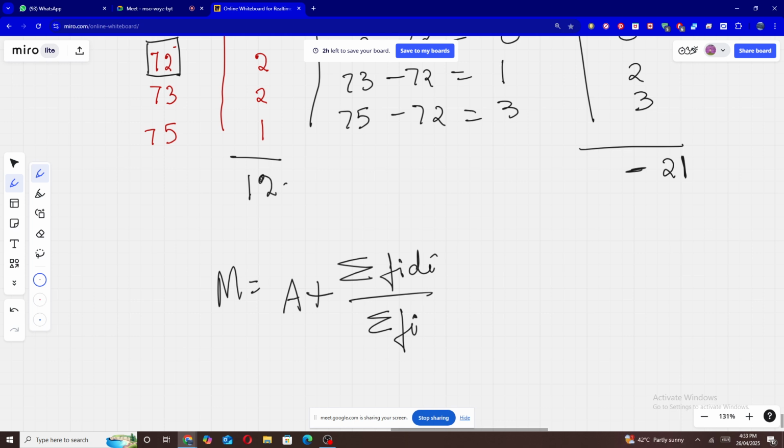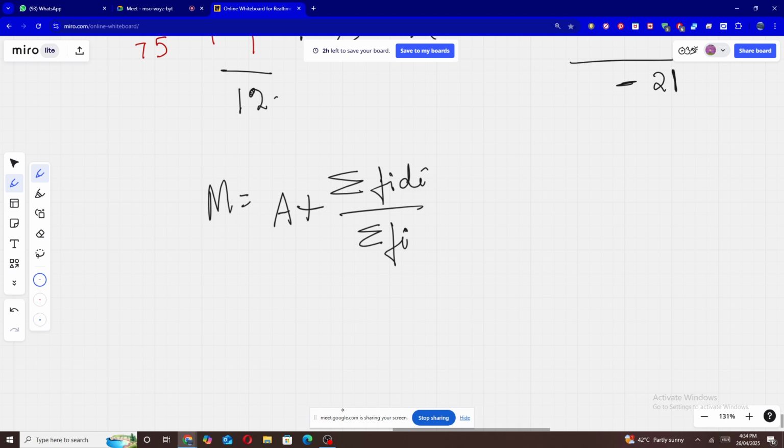How do you divide? Mean is minus 21 by 12. Average always comes in the center. If you assume it as something else, would it be different? No, it has to be close to the actual. Plus 7. Assumed mean was 72. So, 12. Can you divide 12 and 72?